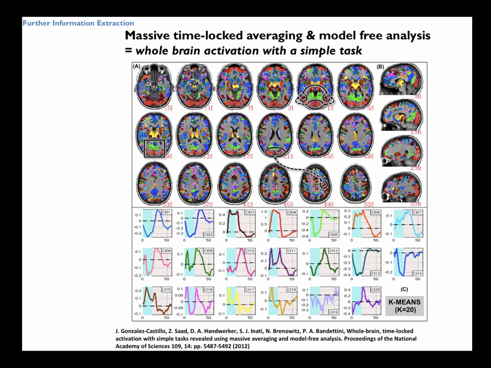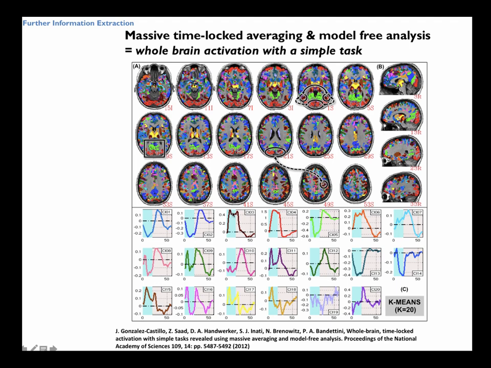These are directions the field might go. This is work where Javier Gonzalez-Castillo, who's a staff scientist in my group, scanned a subject for 9 hours doing one very simple task: staring at a fixation point, and then when a checkerboard came on, it had either a number or a letter in it or nothing, and they had to press the button if they saw the number or letter. Very simple motor and visual.